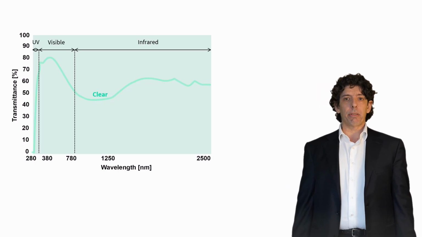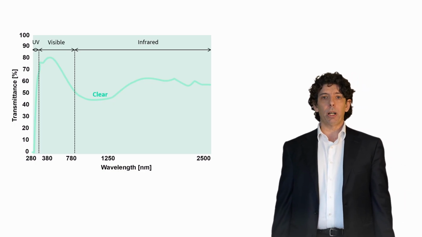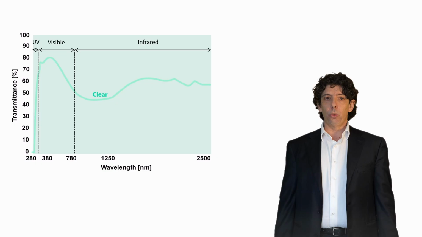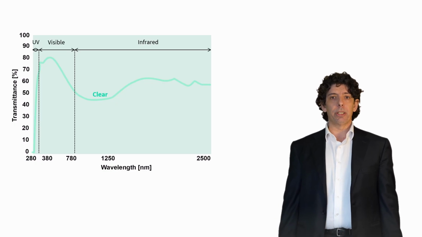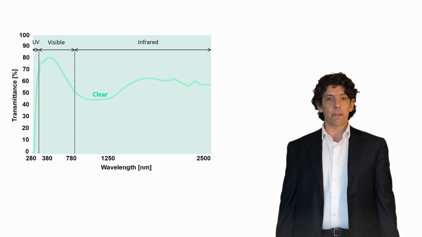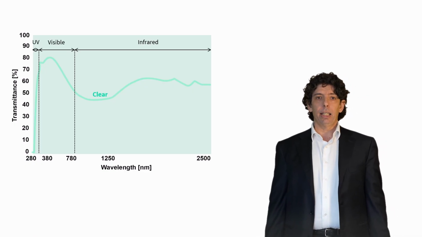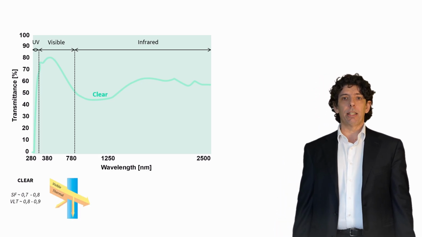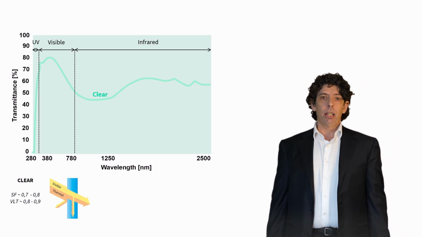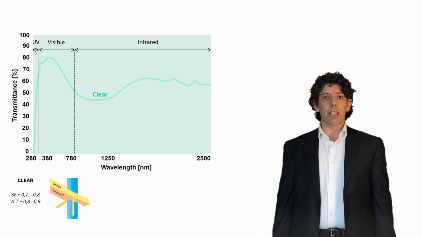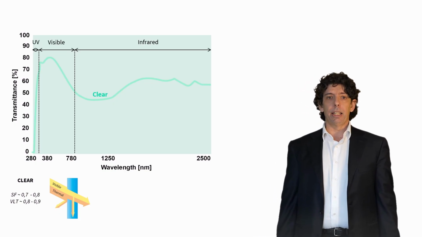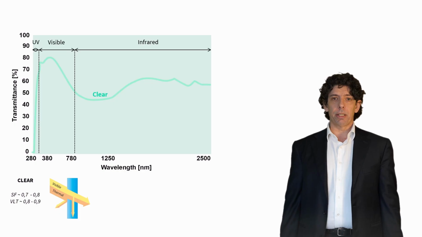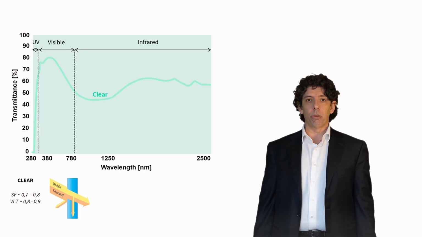A clear glass can be characterized by a spectrum like the one represented in this slide, where the glass transmittances are reported as a function of the wavelengths. Overall, the solar transmittance is quite high along the whole spectrum, including both visible and infrared radiation. This behavior results in a very high solar factor, around 0.7, 0.8 in this example, and a very high visible light transmittance, around 0.8 or 0.9.